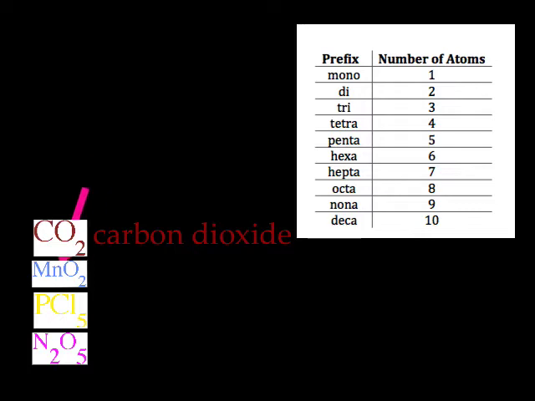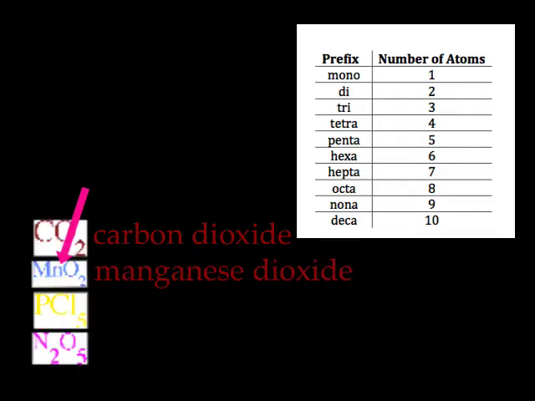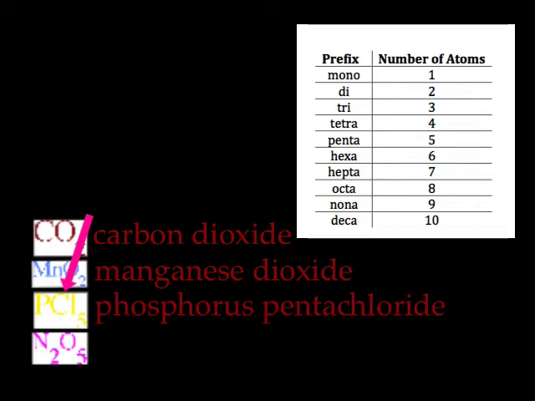This next one's odd, MnO2. Although it's a metal and a nonmetal, their electronegativities really aren't that far apart. It's almost always considered covalent, and this is called manganese dioxide. Again, two oxygens and one manganese. The next one, PCl5. One phosphorus, so it's just phosphorus pentachloride.